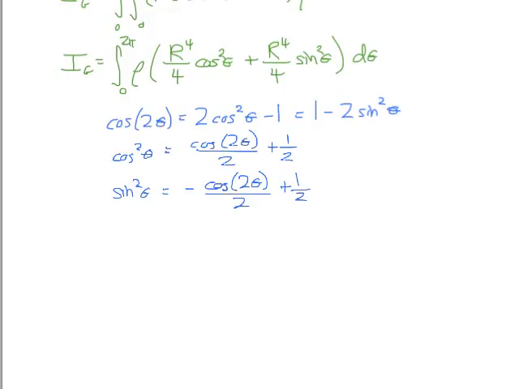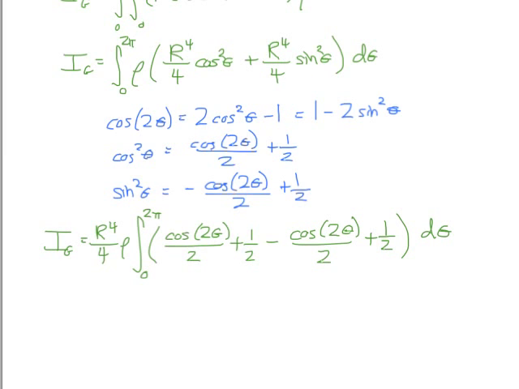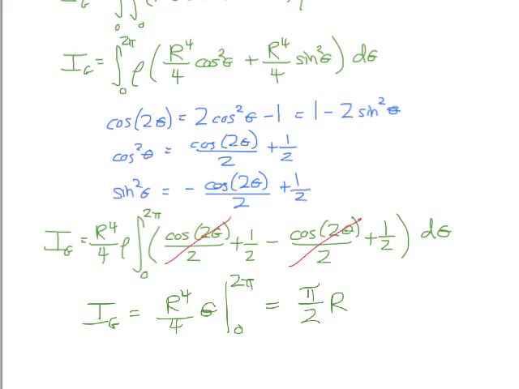We'll substitute these two expressions into the inside of our integral, and after doing so, we see that we have two terms that are the same but with opposite signs, so these two terms cancel. We're left with a really nice looking expression in which we have r to the 4th over 4, and then integrating d theta gives theta, evaluated from 0 to 2 pi. And this gives us pi over 2 r to the fourth rho.